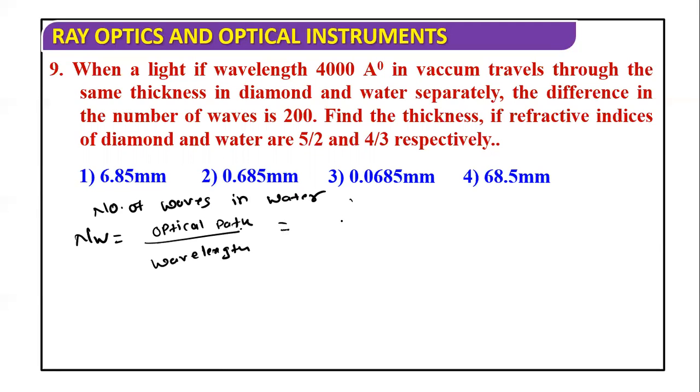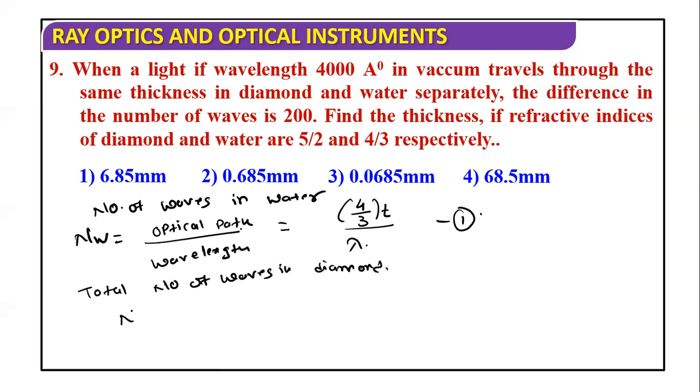The optical path travel is mu t, so 4 by 3 into t divided by lambda, where t is the thickness of diamond. The total number of waves in diamond are 5 by 2t upon lambda.